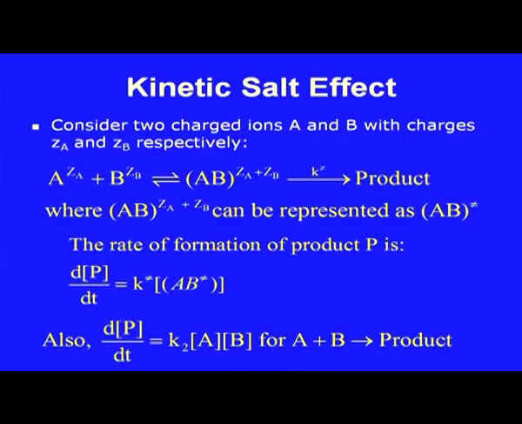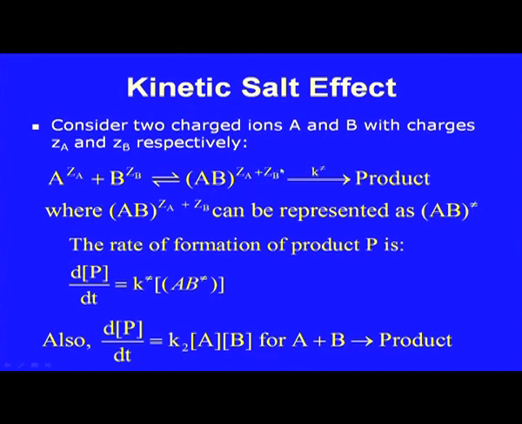Okay, now what is happening here, that if you increase the ionic strength, what is going to happen? Why is your rate constant increased? Rate constant increased means ultimately the rate is increased, because the system is passing through a transition state, that is, a transition state or an activated complex of this sort, AB with charge ZA plus ZB, this one.